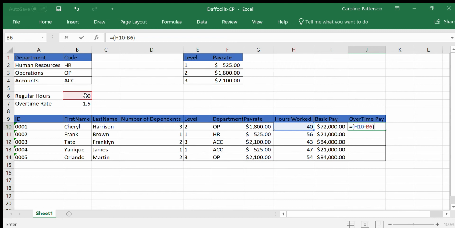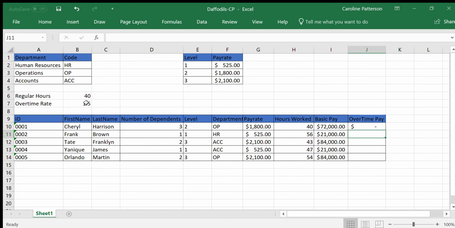Now, what is the regular hourly rate for that person? We're going to multiply that number of hours by that regular pay rate. So here we have the pay rate stored in G10. We're multiplying the pay rate times the number of hours that the person has worked overtime. Then we're going to multiply that by the overtime rate, and the overtime rate is stored in cell B7. So here we have it. And we press enter. And there we go.